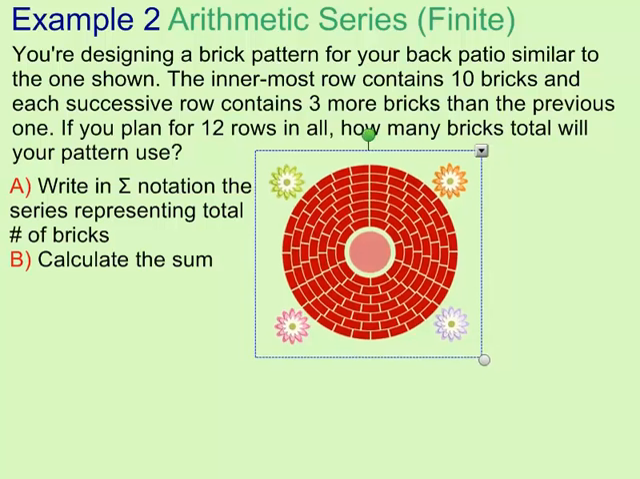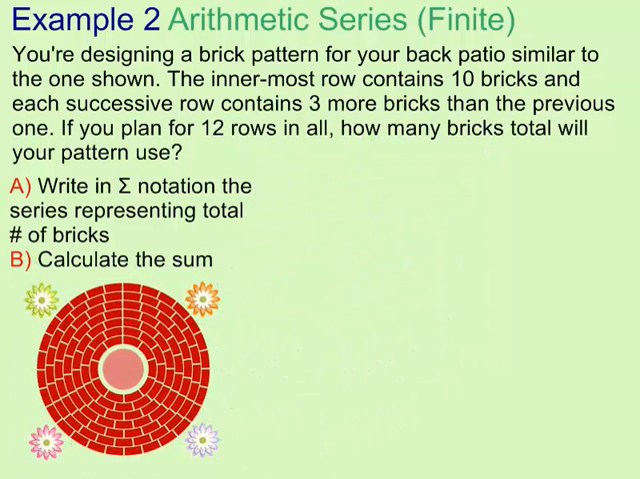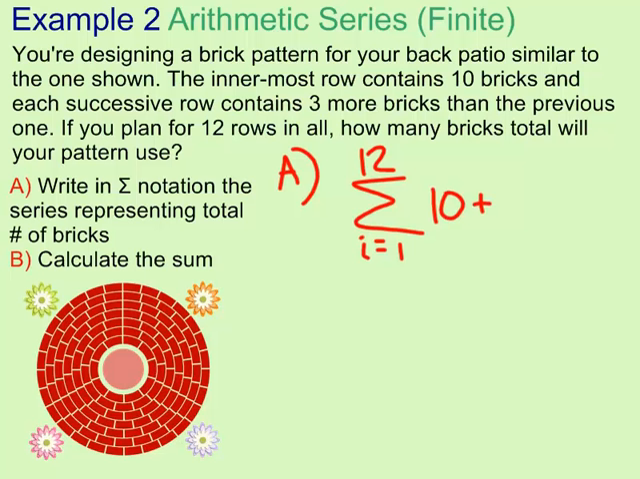I'd like to keep the graphic on here, but let me shrink it down at least. So write in sigma notation the series representing the total number of bricks. That's going to be easy enough. I'm going to do that fairly quickly again. Sigma, this time, unlike the last example, you're told how many terms there are. There are 12 rows. So we'll go from 1 to 12. And once again, we'll use our previous lesson skills to say that the explicit rule is 10 plus that common difference of 3. That's being added to each row as I go outward. So in this one, I didn't have to do any work to figure out this number. It was given to me.